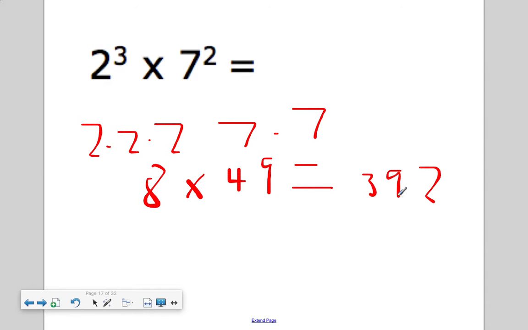So this is the study of prime factorization, where you're given an original number and you can break it down into prime numbers, or you're given the prime numbers and you can multiply them back together to find the original number.